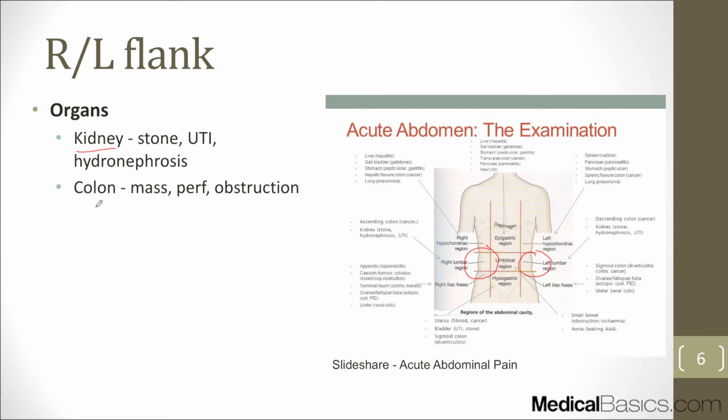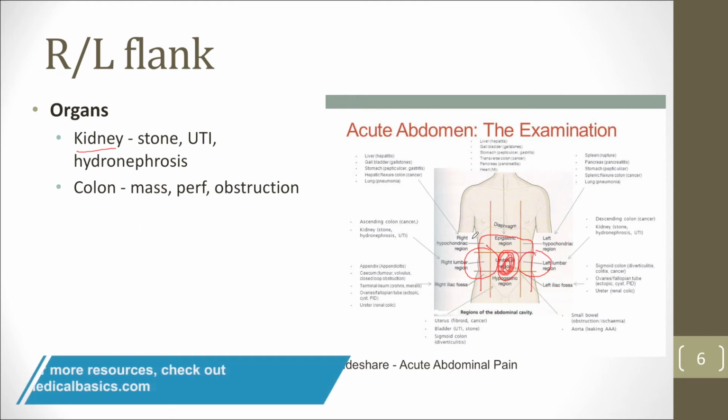Colon damage as well, any type of mass, perforation, obstruction is going to be causing some type of acute abdominal pain. One thing I want to go over is just the general anatomy. Our colon essentially surrounds the outside, and our intestine is more a small intestines on the inside. We have our ascending colon, our transverse colon, our descending colon, and eventually into our sigmoid colon and then into our rectum.